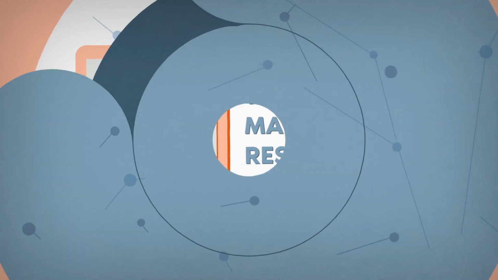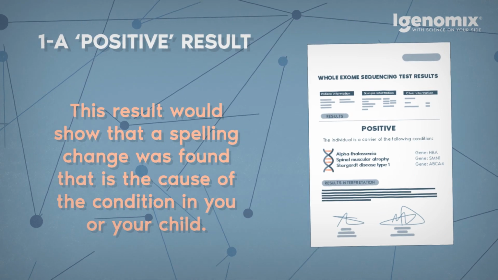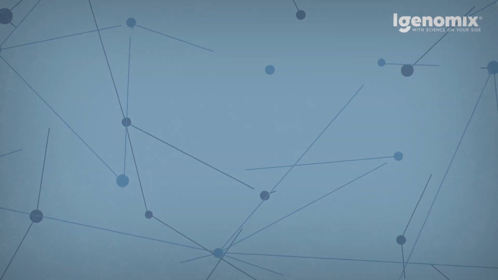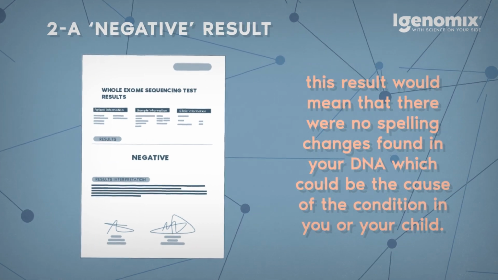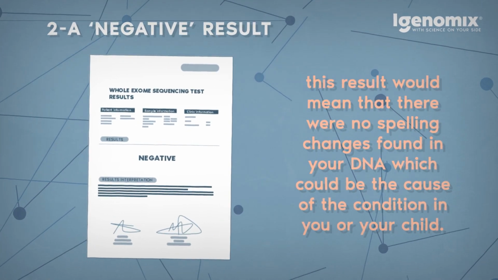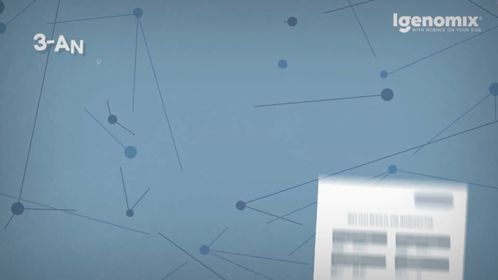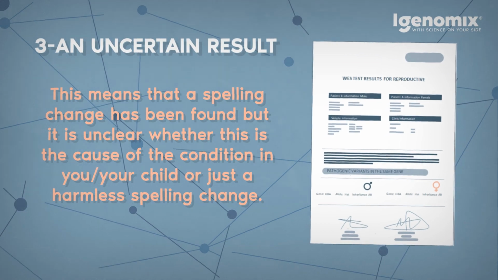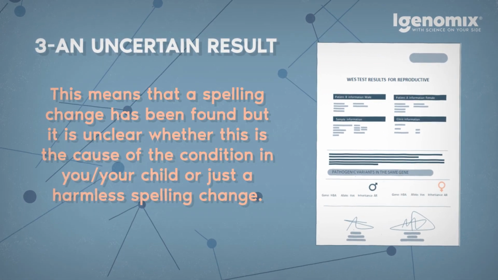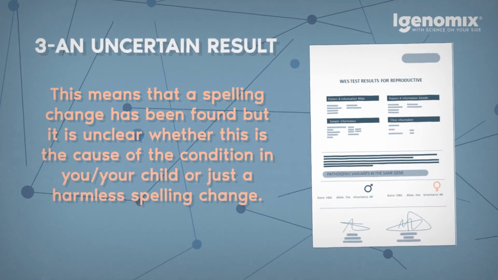1. A positive result. This result would show that a spelling change was found that is the cause of the condition in you or your child. 2. A negative result. This result would mean that there are no spelling changes found in your DNA, which could be the cause of the condition in you or your child. 3. An uncertain result. This means that a spelling change has been found, but it is unclear whether this is the cause of the condition in you or your child, or just a harmless spelling change.